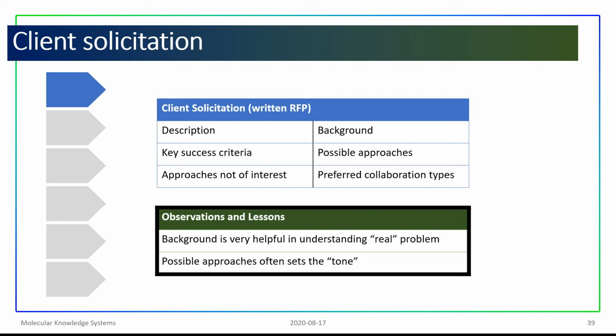So my recommendation for companies that are looking to use open innovation to solicit ideas is to talk more about their background, talk more about the background of the problem, and talk more about what they have done. It is very helpful for the solution providers.